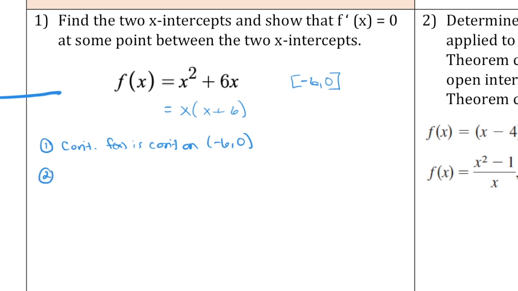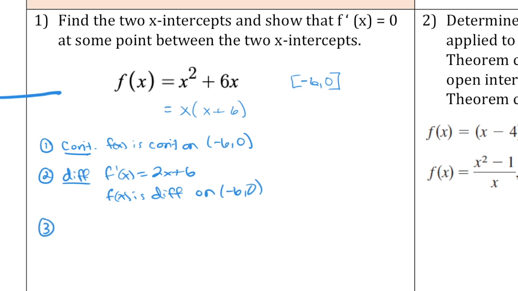What else do we know? We're going to talk about differentiability next. f prime of x is equal to 2x plus 6. So you'll make a statement, f of x is differentiable on [-6, 0]. And lastly, you want to look at the third condition. Does f at -6 equal f at 0? And what you find out is that f of -6 does equal f at 0 because they're both 0.